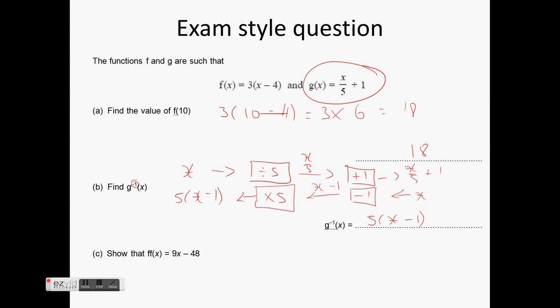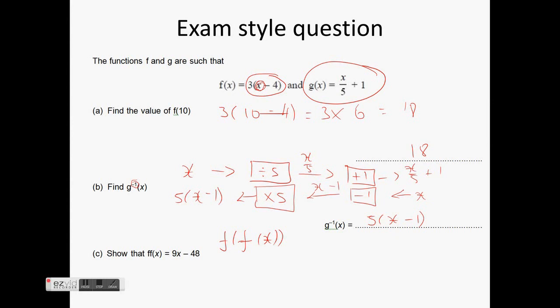Okay, so part C is asking you to show that the function ff of x is equal to 9x minus 48. So that's a composite function. So it's basically asking me to do, wherever I see x, I'm going to substitute it with the actual function of x, which is 3 bracket x minus 4, and then simplify and see what I get. So remember, wherever I see x, I'm going to put in the whole function of x. So I'm going to make a start and I'm going to go 3 bracket.